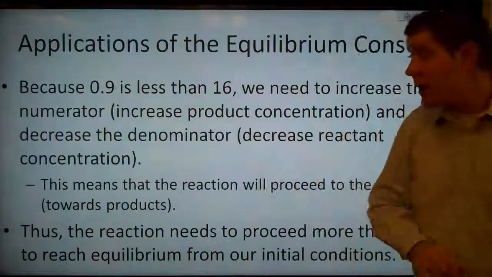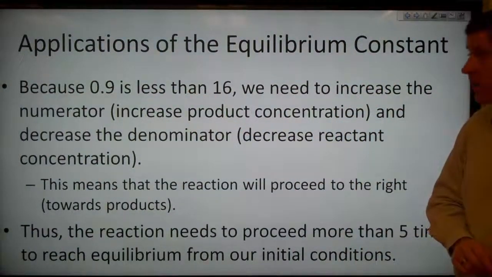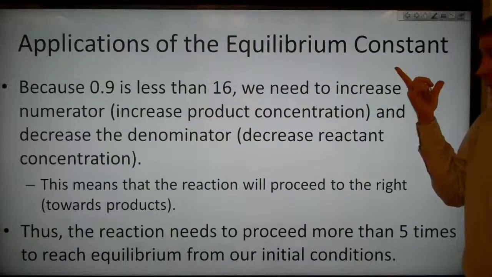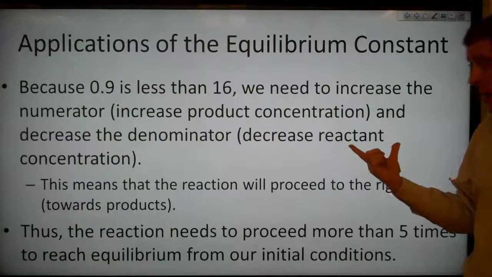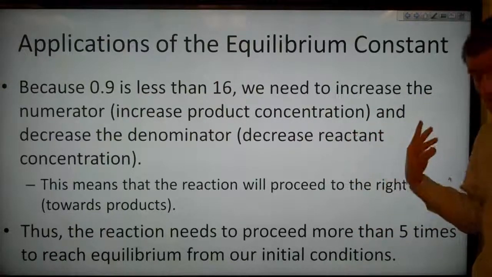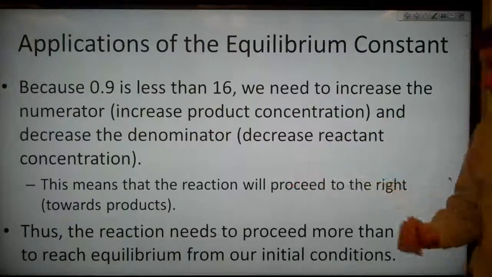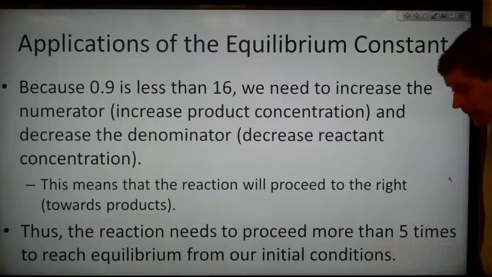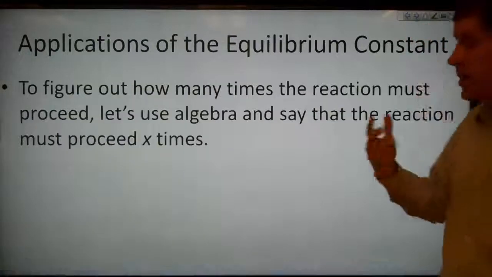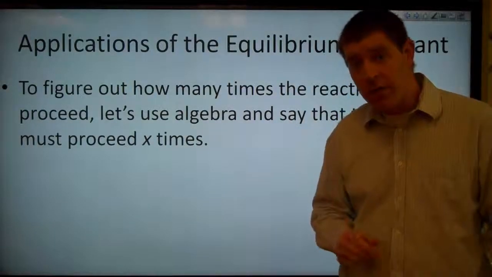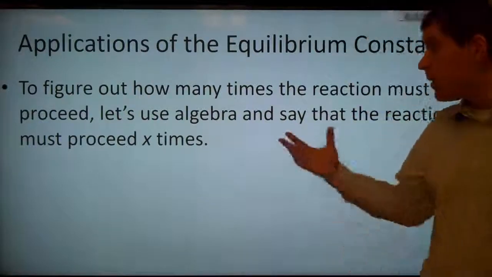So because 0.9 is less than 16, we need to increase the numerator, increase the product concentration, and decrease the denominator, decrease the reactant concentration. So this means the reaction will proceed to the right, towards the products. So the reaction needs to proceed more than 5 times to reach our equilibrium from our initial conditions. And if we had a different set of initial conditions, it may be fewer than 5 times, or maybe more than what we need in this case.